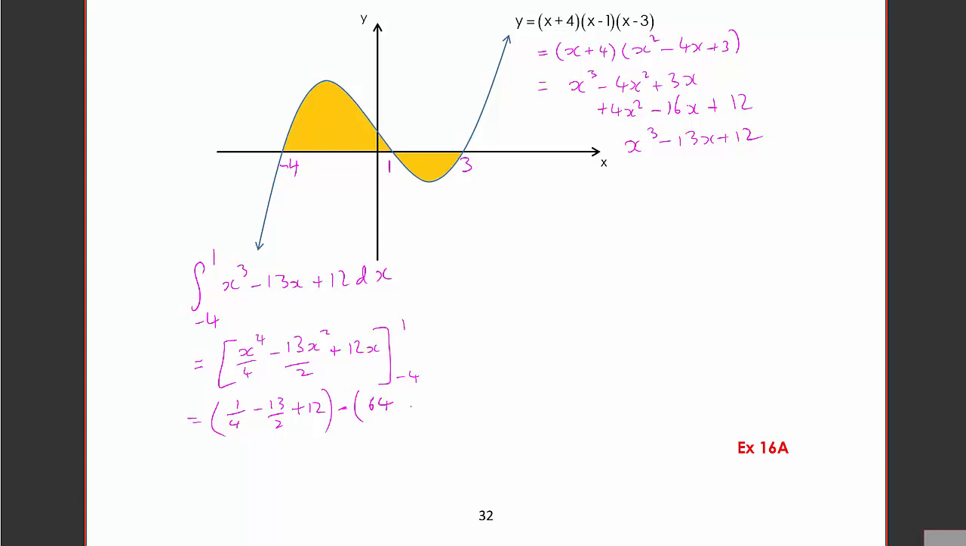64. And if we square that, it's 16. So that's 13 times 16 over 2. And then take away 48. And I'm definitely going to use a calculator to sort that out.